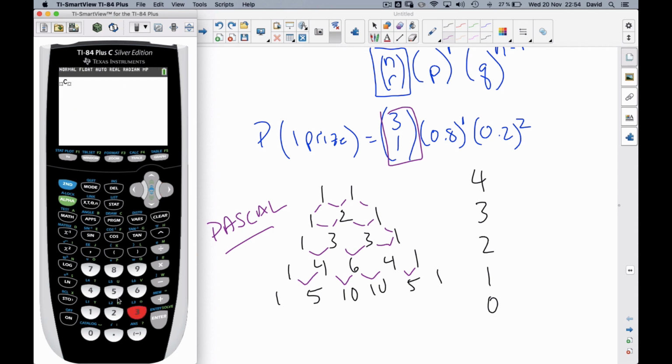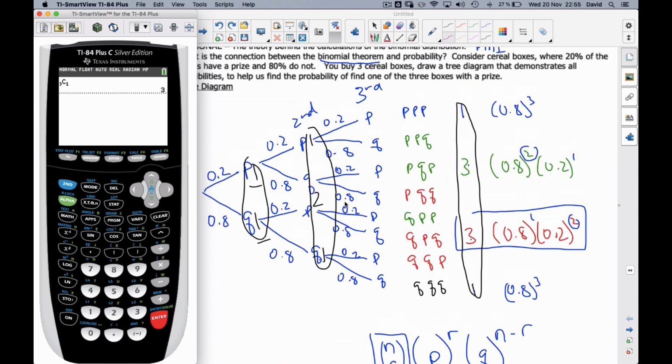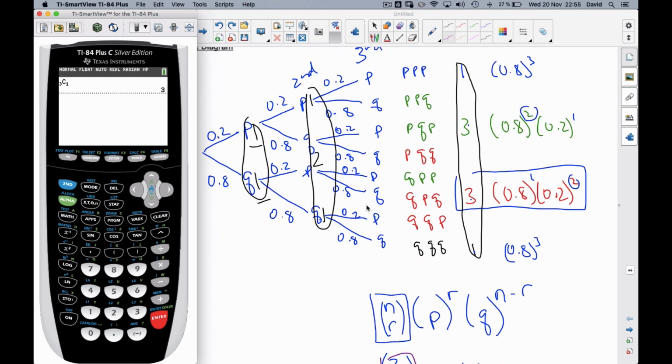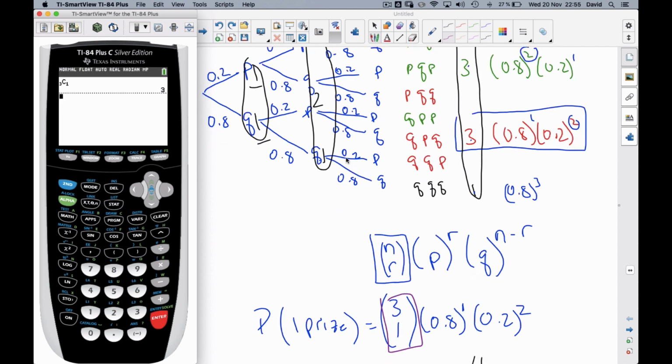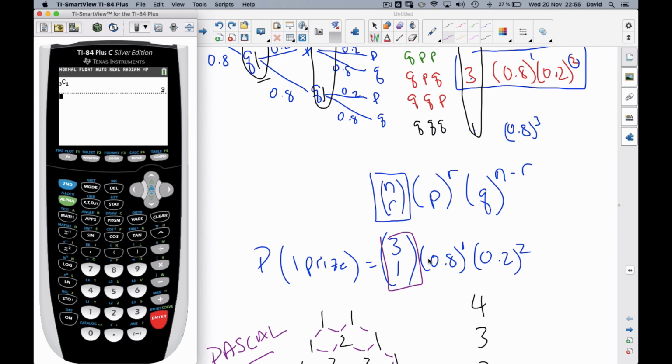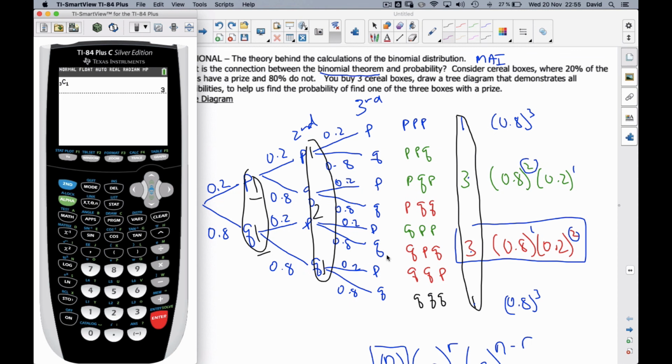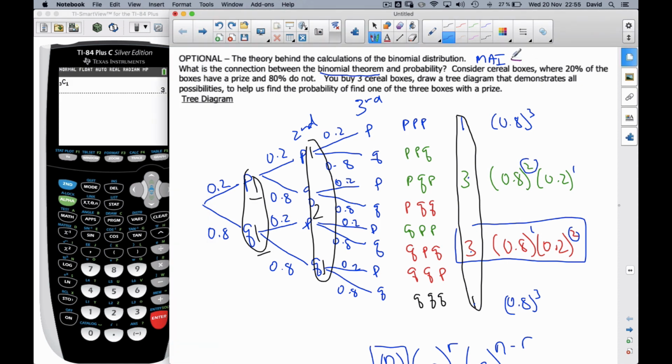And so you're going to go like 3 choose 1, and that will end up being 3. And it just looks at the triangle to find those values. So if you want to know how the calculator does it, that's what it does. It can count how many different combinations you can have your successes, and then it multiplies the probabilities out. That's a quick background on how the calculations for binomial distributions are calculated, but if you're doing applications, you don't actually need to know this.